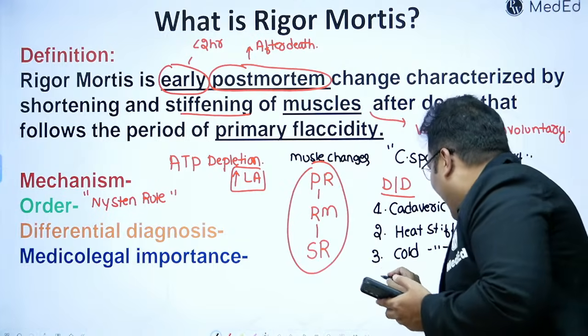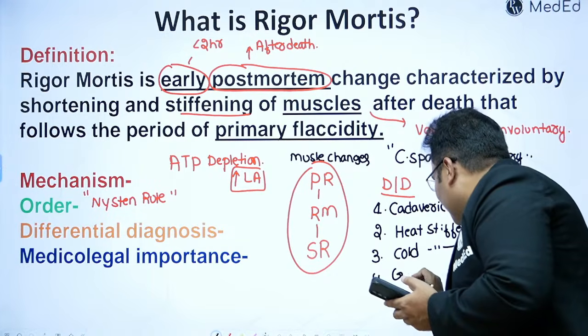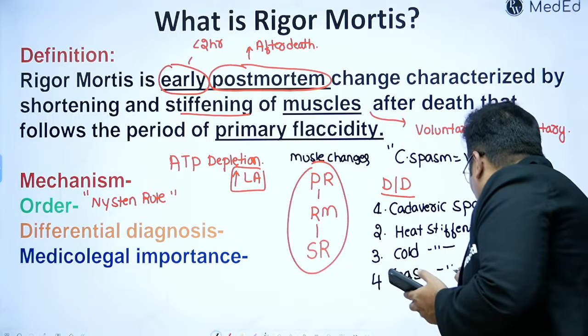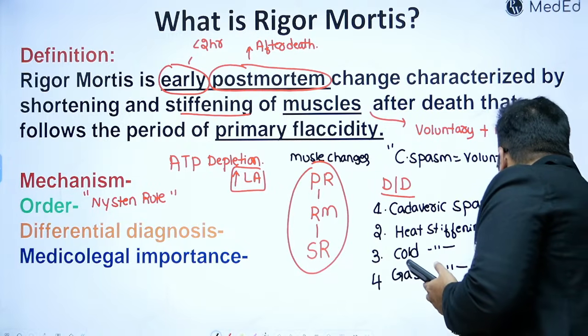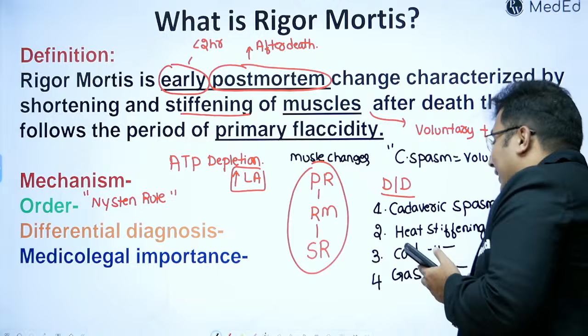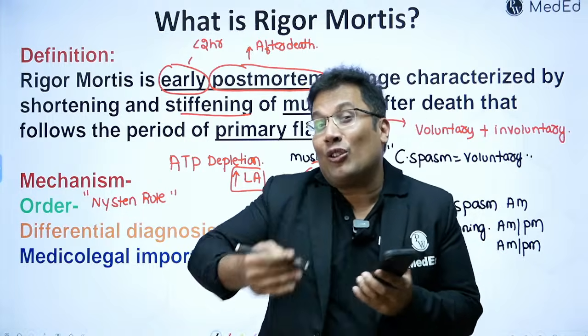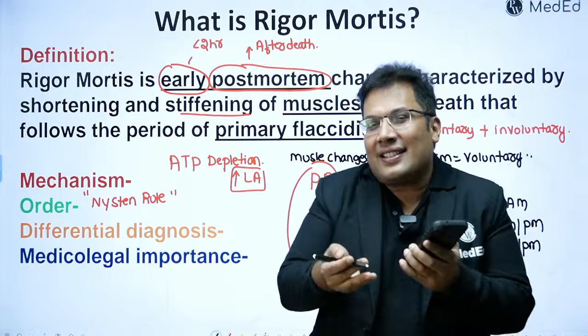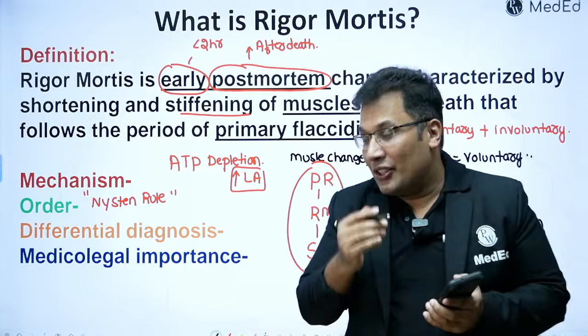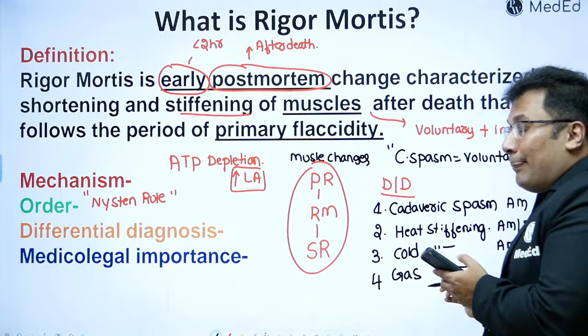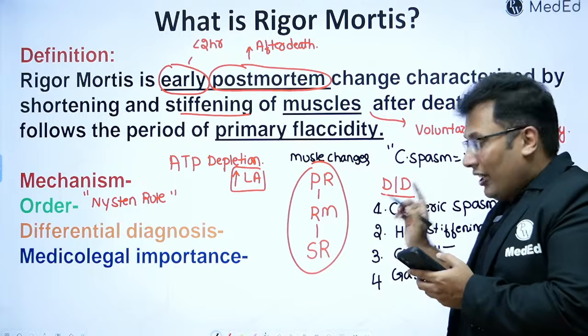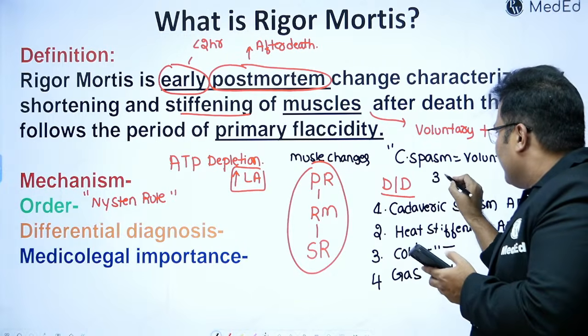Then comes gas stiffening. Gas stiffening is because of putrefaction. As you know, in putrefaction there is a production of gas, so because of the gas there can be a stiffening-like appearance. So there are basically 4 conditions that resemble rigor mortis. Very, very important 3 marks question.